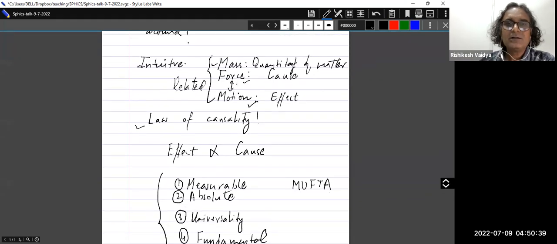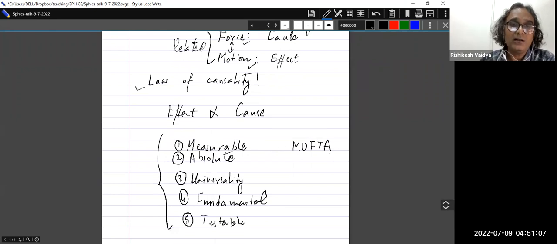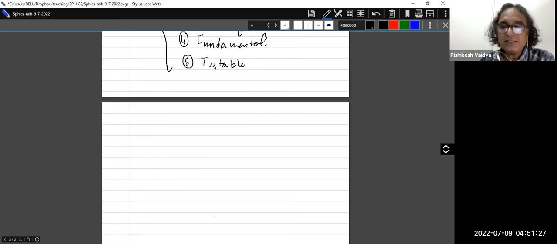So as I said, more or less people knew that such a law has to involve the quantity of matter, because more quantity of matter required higher force. And people knew that somehow this cause called force was related to the effect called motion. But what was lacking is that we didn't have a theory or a model that used measurable quantities, a law that had an absolute character. We had no clue about the universality of the relations, the fundamentality and the testability.